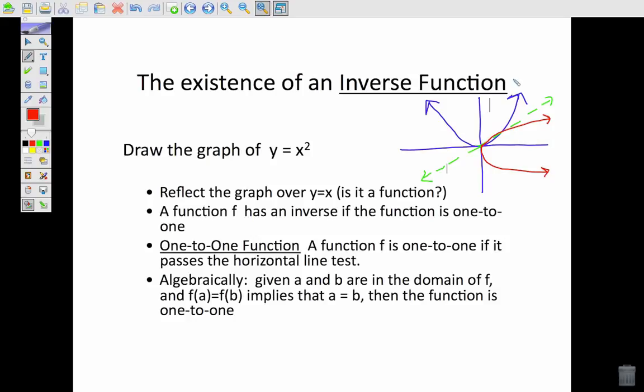All right, now look at this reflection. This is my original function, and now this is my reflection, so possibly my inverse. Okay. Is it a function? Is this one a function, yes or no? It is not. It fails the vertical line test, so this is not a function.